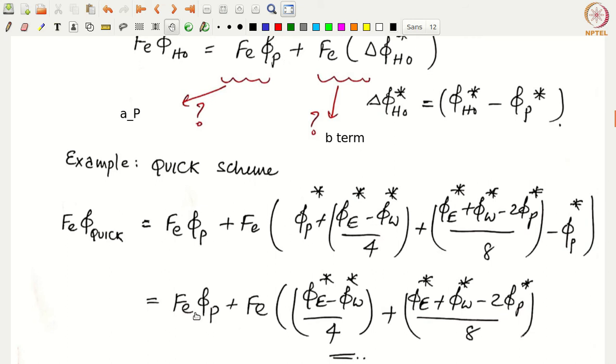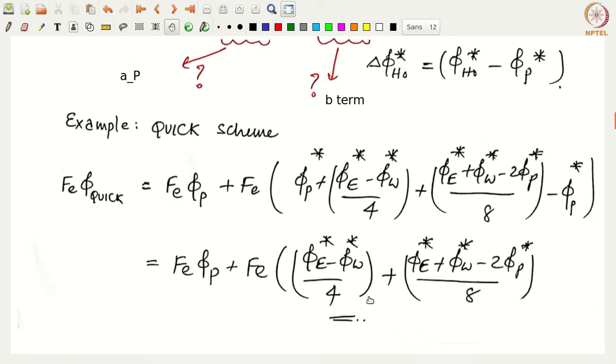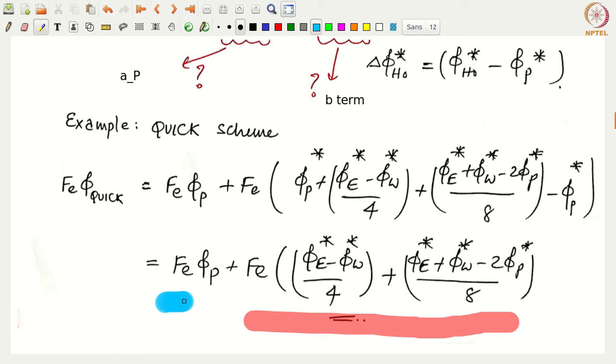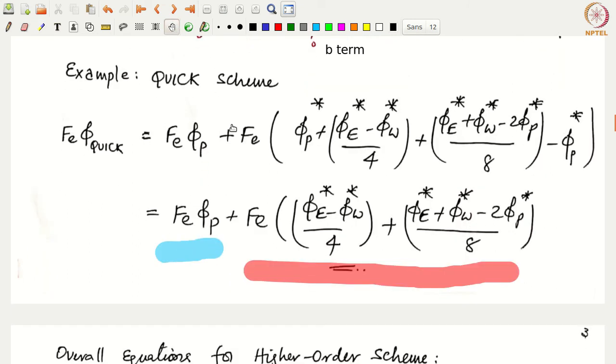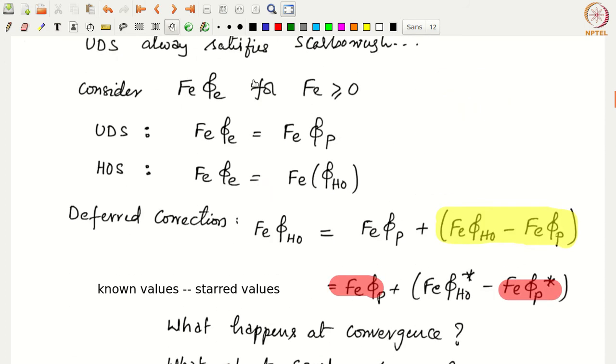So F_e Phi_P equals F_e Phi_P plus F_e times Phi P star, which now gets cancelled. So what you get is this remaining term. Again, this entire thing would go into the B term, and this entire thing here would go into the AP term. As a result, Scarborough is now satisfied. All right, so this is how you would implement it. Now, what about another way of implementing it? Let us say, is there another way of implementing it if you don't want to use the deferred correction approach?